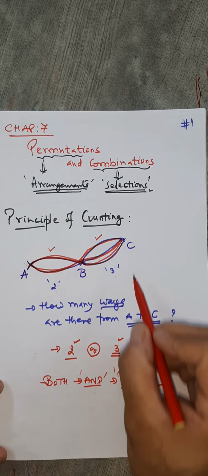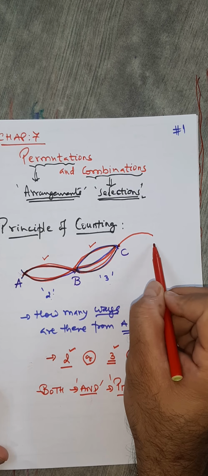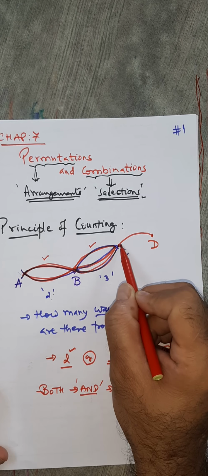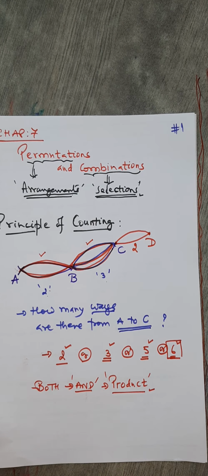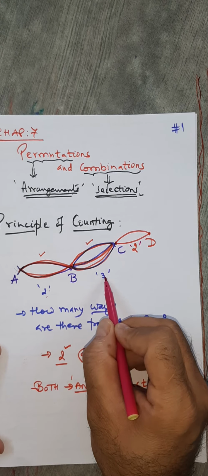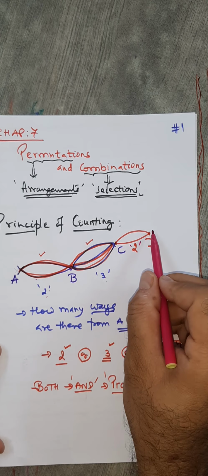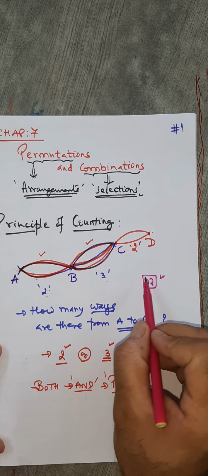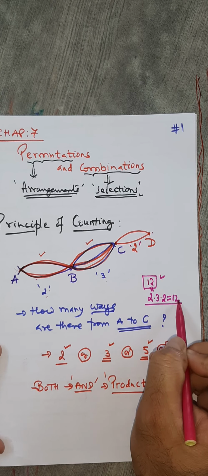If I add one more place, the question becomes more complicated. Suppose there is one more place, C to D, and there are, for example, 2 ways. Now if I ask how many ways are there from A to D via B and C, by the counting principle it is 2 into 3 into 2, that is 6 into 2. So there are 12 paths from A to D via B and C.